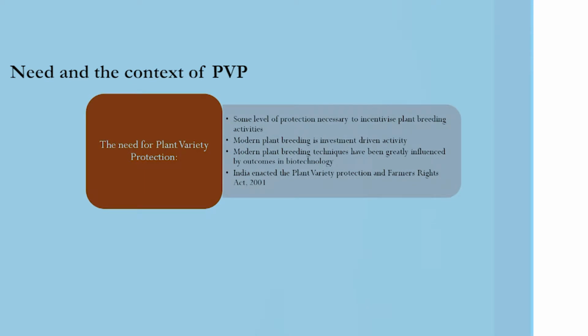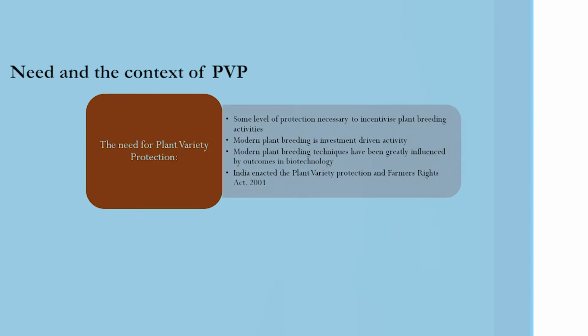One of the first things that we need to discuss in the context of plant variety protection is the need and the context for plant variety protection. The need arises because there is some level of protection that is absolutely necessary to provide incentives for plant breeding activities. Modern plant breeding activity is an investment driven activity. Modern plant breeding techniques are greatly influenced by the outcomes of biotechnology, and hence India enacted the Plant Variety Protection and Farmers' Rights Act 2001.